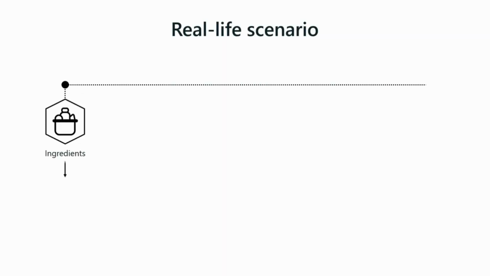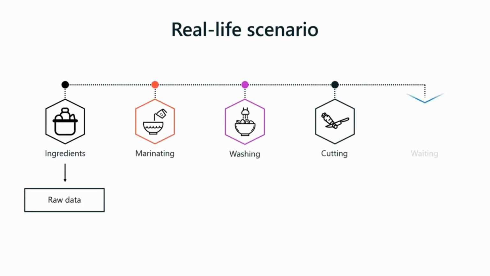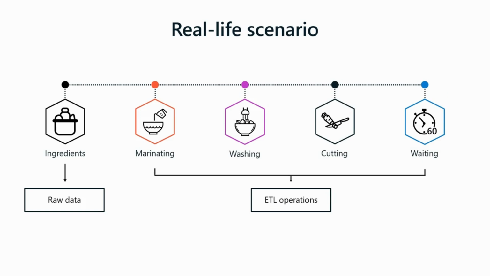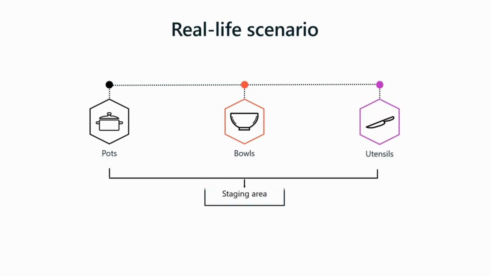In this example, all the ingredients represent raw data, while the processes of marinating, washing, cutting, and weighing correspond to ETL operations. The pots, bowls, and other utensils used before serving can be thought of as the staging area.